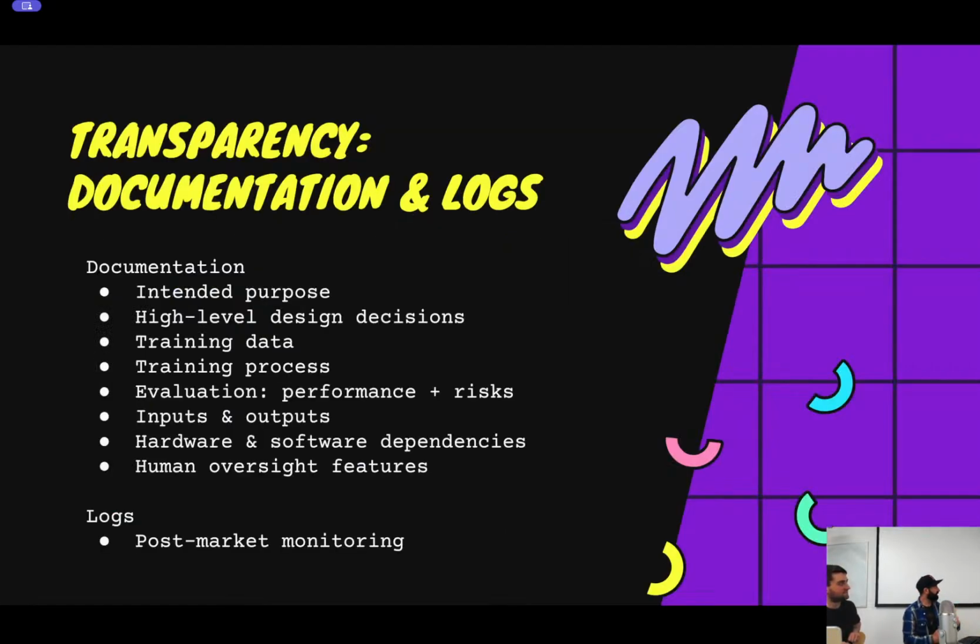So one recurring theme that you might have noticed is a lot of transparency efforts, creation of documentation, creation of logs. These are going to describe all aspects of your overall process, like, what was the intended purpose? What were the major decisions that you made around your AI? For example, what users are you targeting?